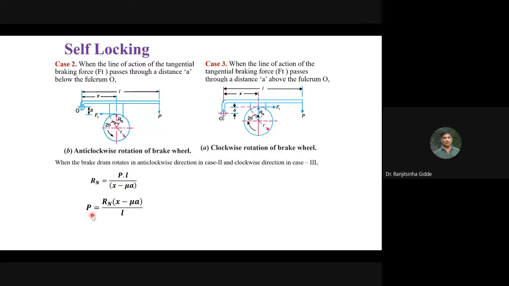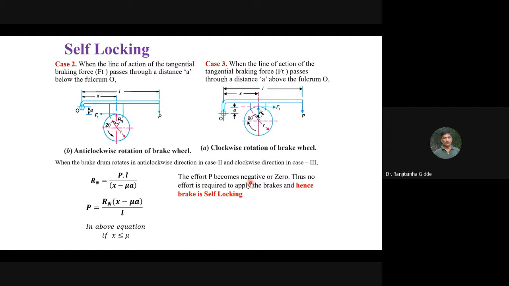So from this we can get P is equal to Rn into X minus mu A divided by L. This is the value of P. Then from this equation, if X is less than or equal to mu A, the effort P becomes negative or 0.